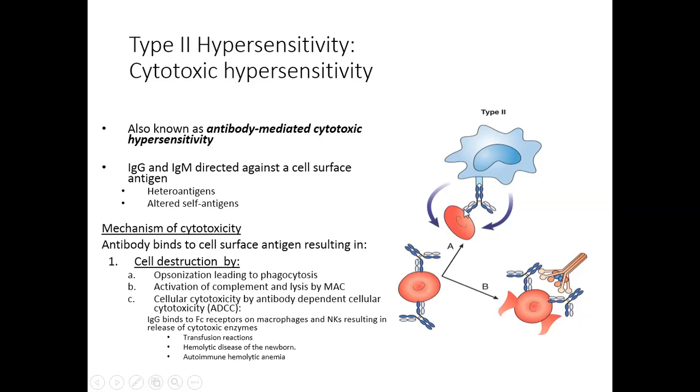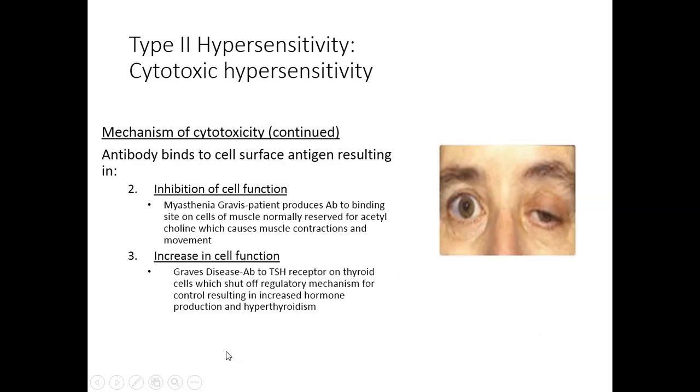Here's the antigen, here's the antibody, binds to a receptor on either a macrophage or a natural killer cell, causing these cells to release their cytotoxic enzymes that are going to kill this cell. Then the phagocytic cell comes back and mops it up and cleans up, right? We're going to see these reactions here.